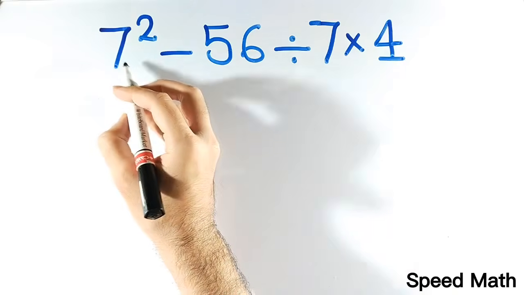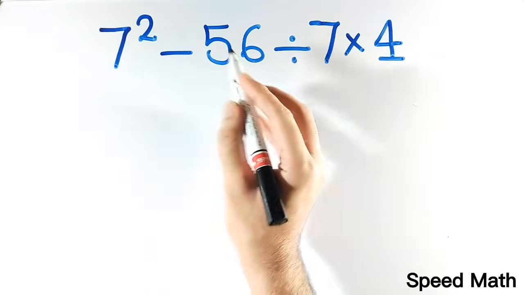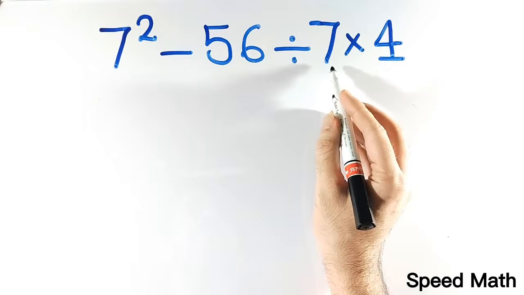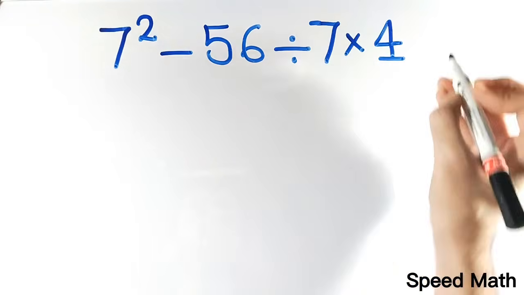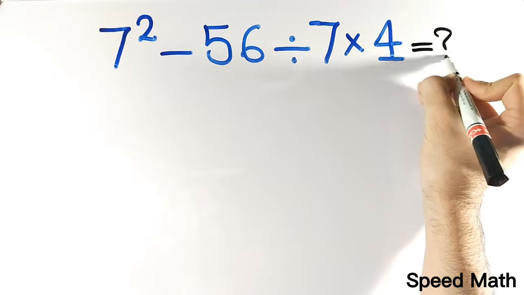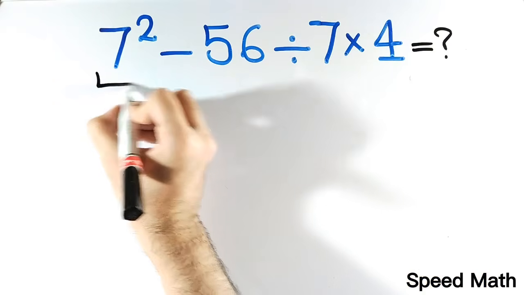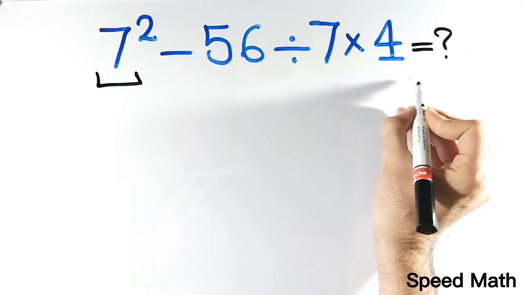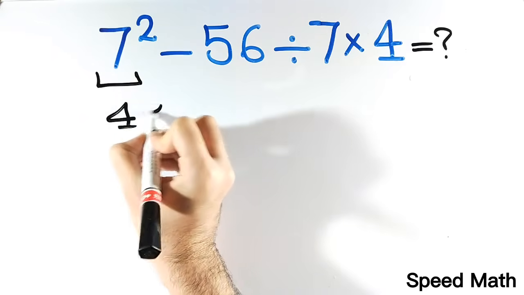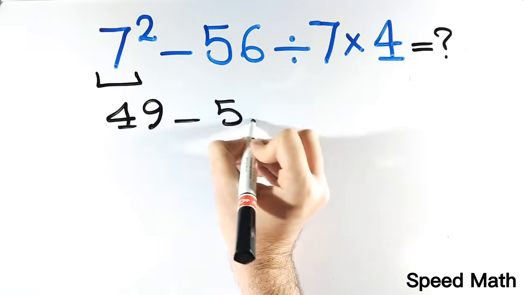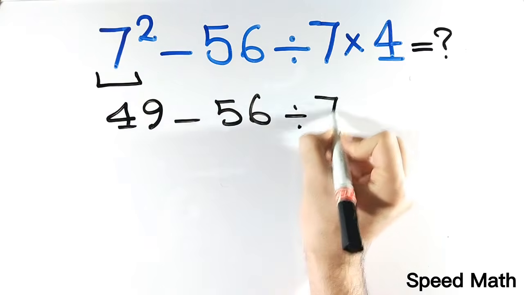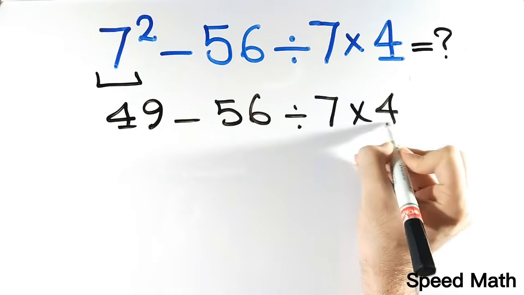If we have the expression 7 squared minus 56 divided by 7 multiplied by 4, then what is the correct answer of this question? Many people, when solving this question, first go for the exponent, and instead of this expression, they write 49 minus 56 divided by 7 multiplied by 4.